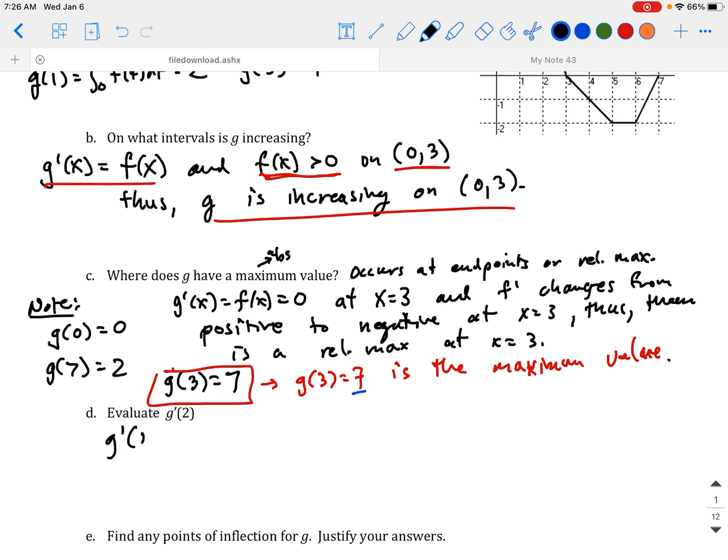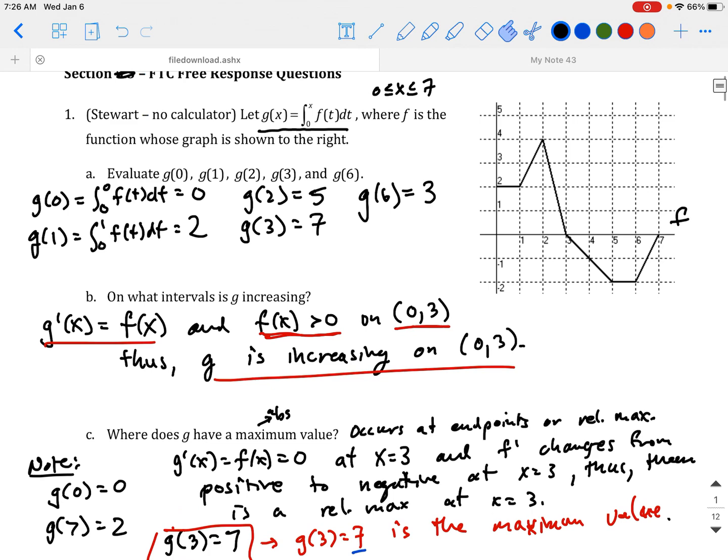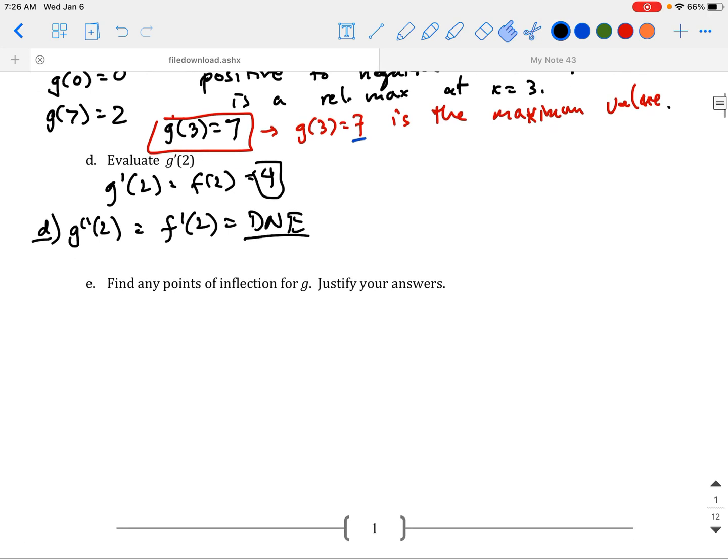All right, it says evaluate g prime of 2. So that's pretty easy. That's just going to be f of 2. So if we look on our graph, f of 2 is 4. Now, something that might also be asked for is maybe like g double prime of 2, which would equal f prime of 2. And if you look at f prime of 2, there's a cusp. So the second derivative does not exist, which means that that value would be a possible inflection point, right? So we'll do that in the next part here.